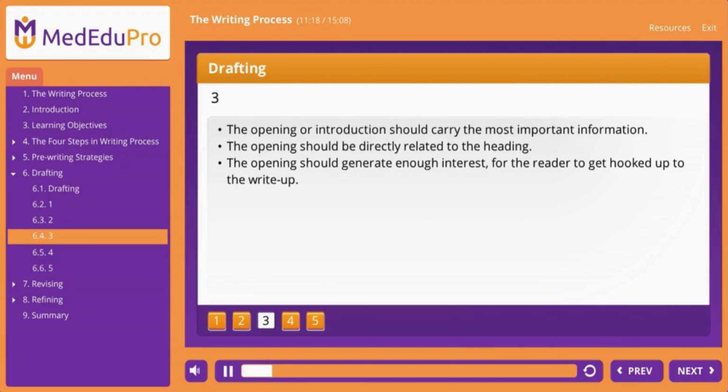Opening, introduction. The opening or introduction should carry the most important information. The opening should be directly related to the heading. The opening should generate enough interest for the reader to get hooked on the write-up.